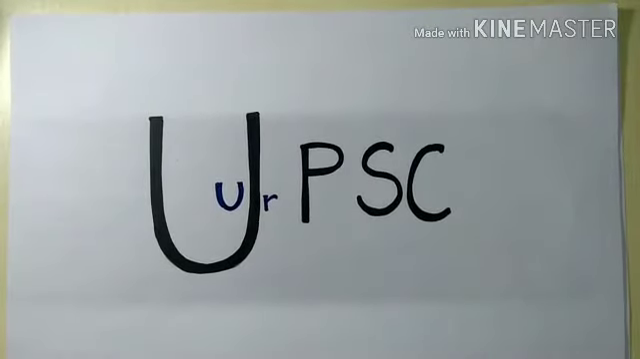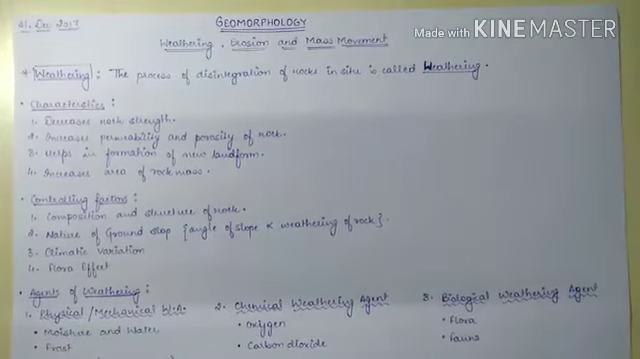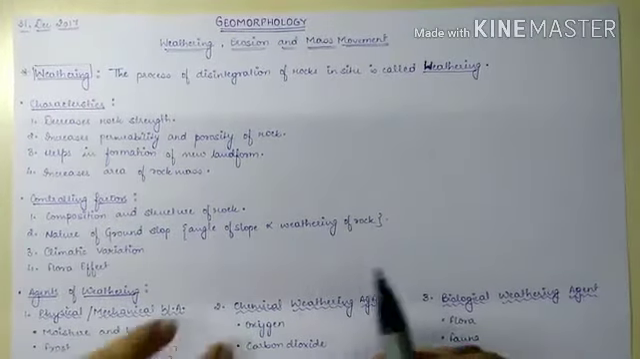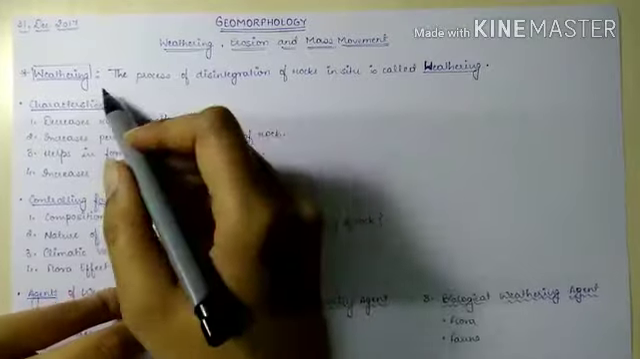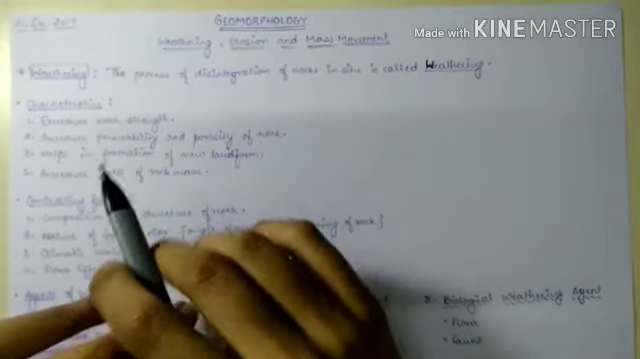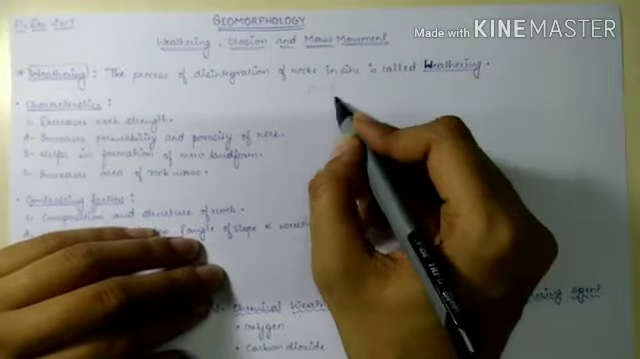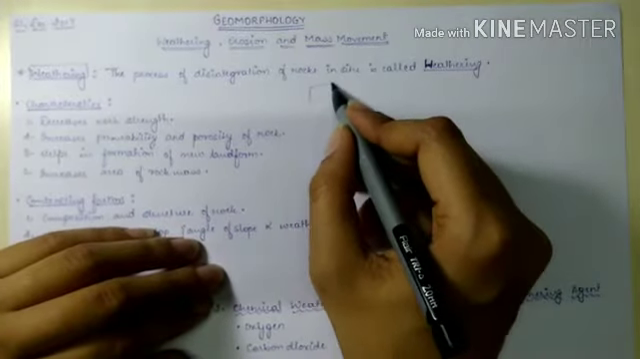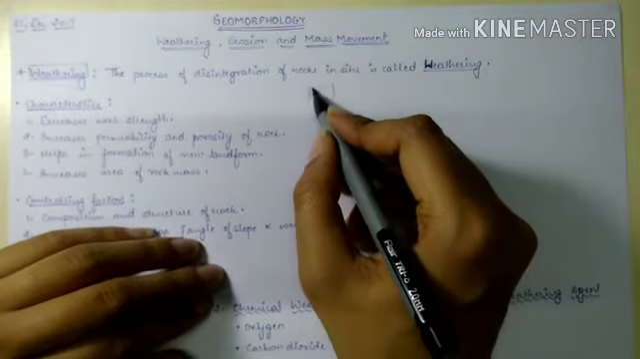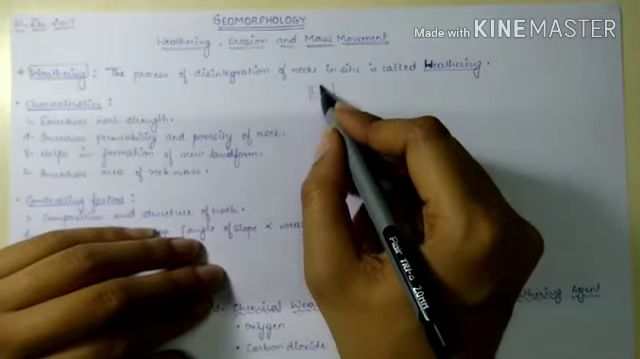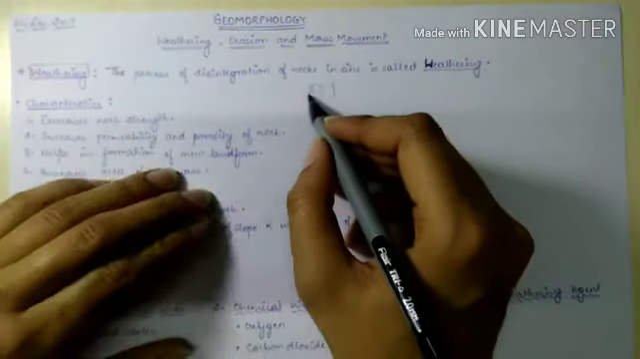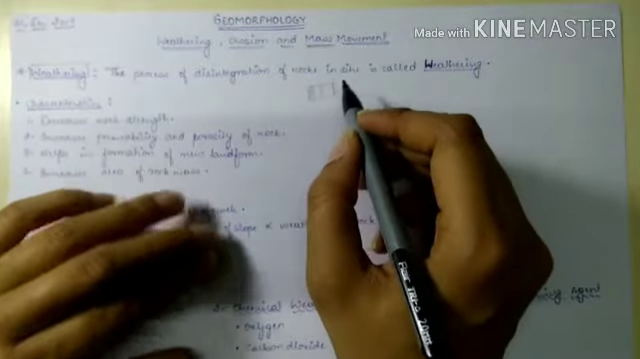So today we will start with another topic of geomorphology, that is weathering, erosion and mass movement. So let's get started. Now first we'll look into weathering. Weathering is simply a process of disintegration of rock in situ. Means there is a rock, it simply disintegrates at its own place. So this disintegration at its own place is known as weathering.